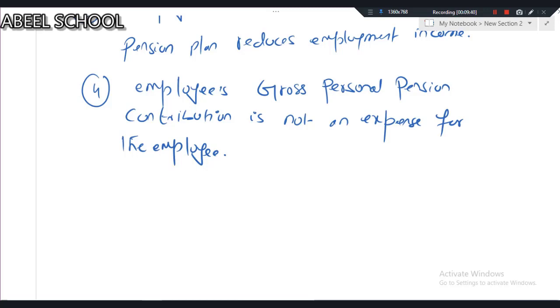Any employee who is contributing in gross PPC, such contribution is not an expense for that individual. Okay. Now let us discuss what are the advantages, what are the benefits of gross personal pension contribution.